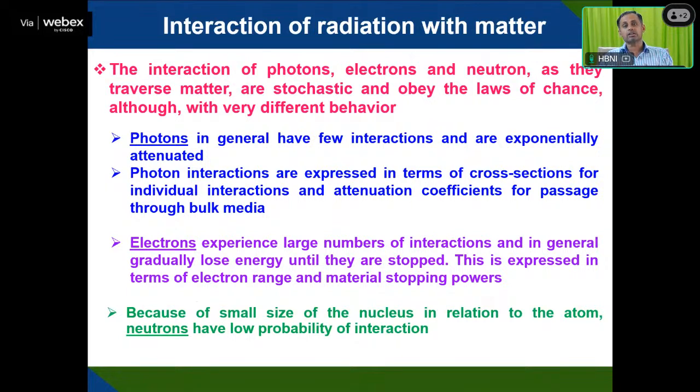That is called the electron range, that is, up to what range the electron can propagate inside the material, and then the material's stopping power. If the material is hard or has very good stopping power, then electron propagation will be less. But the electron has a large number of interactions. That is the comparison of photon and electron.